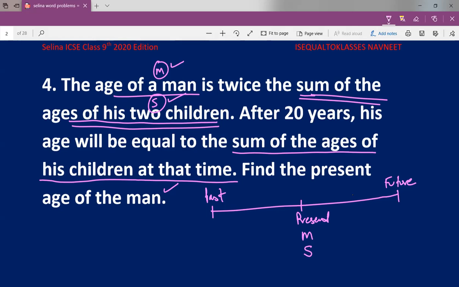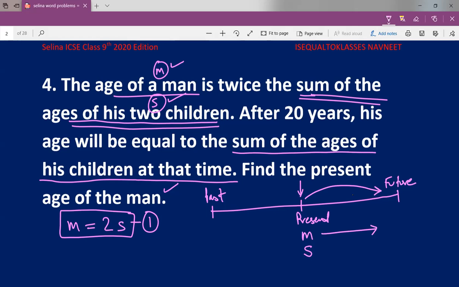Age of man is twice the sum of the ages of his two children. This is in present. So my first equation would be age of man will be twice the sum of ages of his two children. This is my equation number 1. After 20 years, now jump to 20 years. Man's age will become M plus 20.